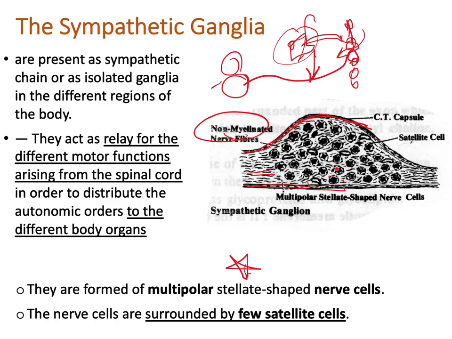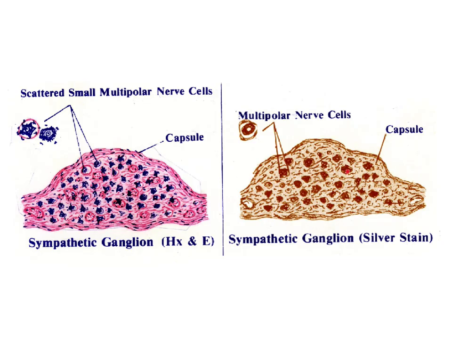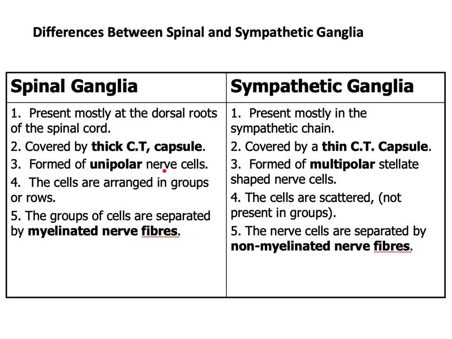And what else? I think also here, look, they are scattered, they are not arranged, they are multipolar, star in shape, non-myelinated. The capsule is thin, right? And the size of the cells is small, but in the spinal ganglion they range from small to large. It varies. If you would like to read it, I don't want to repeat it again and again. This is a comparison between the spinal ganglion and sympathetic ganglion.